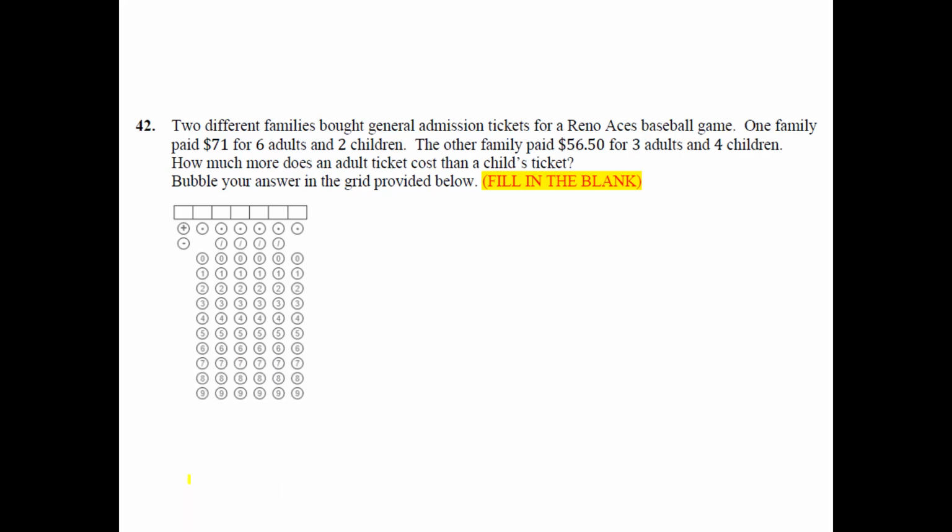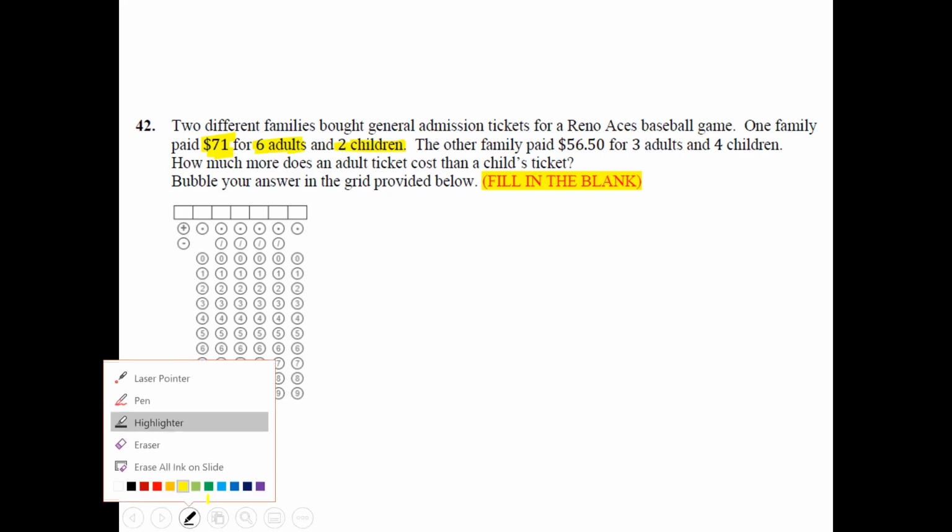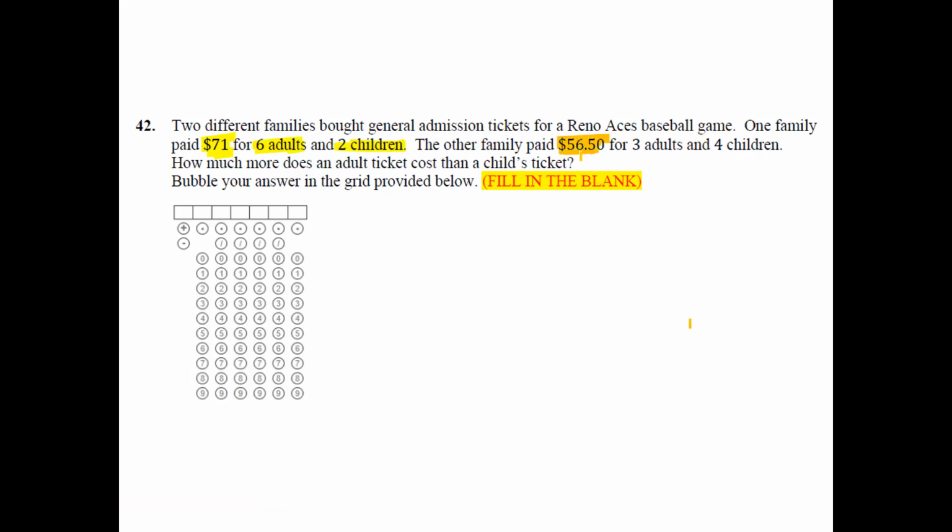That's really important. 2 different families bought general admission tickets for a Reno Aces baseball game. Okay, one family paid $71 for 6 adults and 2 children. The other family paid $56 for 3 adults and 4 children. How much more does an adult ticket cost than a child ticket?